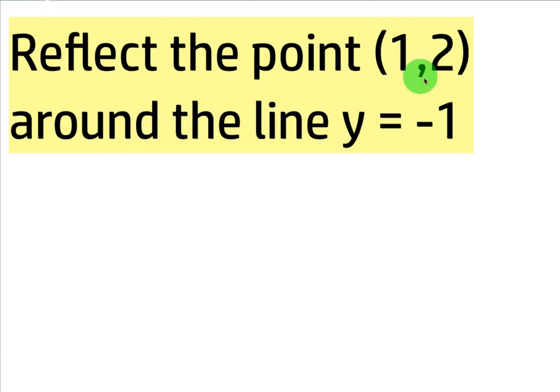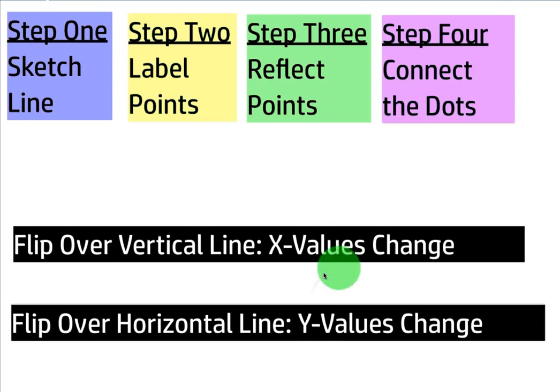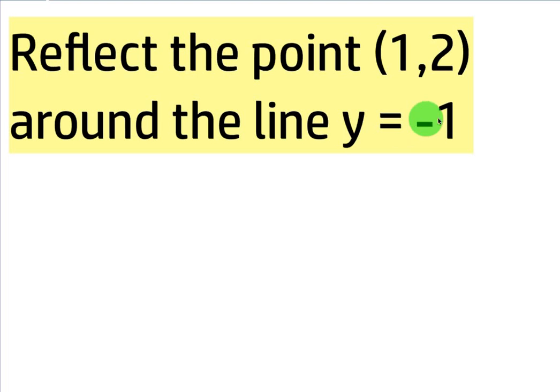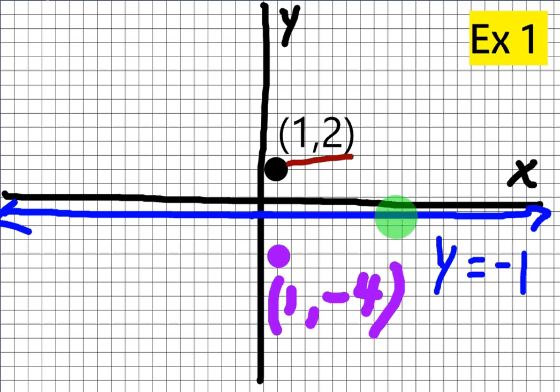So let's read this example together. Reflect the point 1, 2 around the line y equals -1. So our first step, like I said before, is we want to sketch the line of reflection. In this case, it's y equals -1. Now, a lot of times the point will already be sketched for you. If not, we can sketch the point 1, 2 anyways. Most of the time, it is going to be sketched, but we do need to sketch this line y equals -1. So it's the first thing we're going to do.